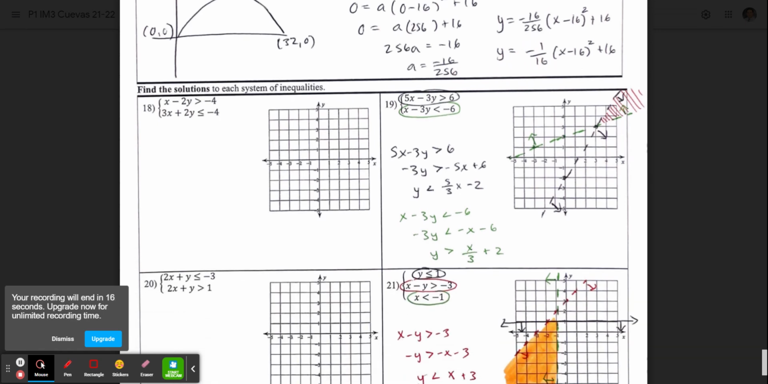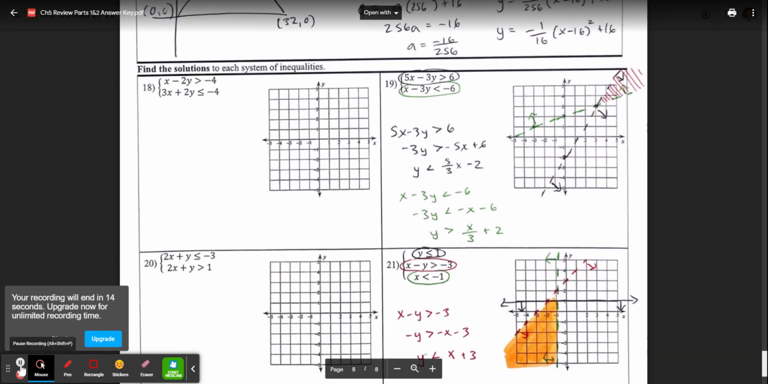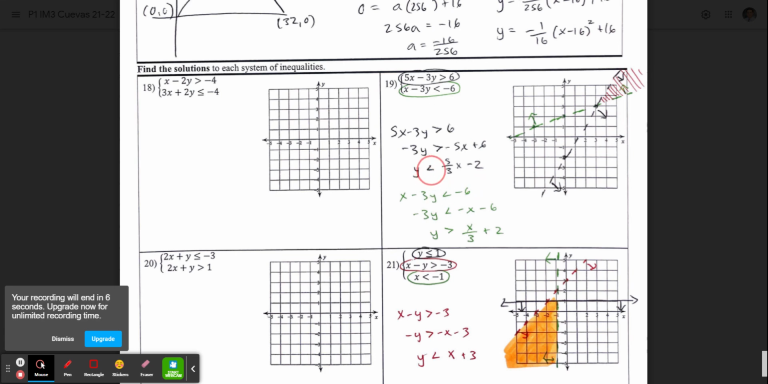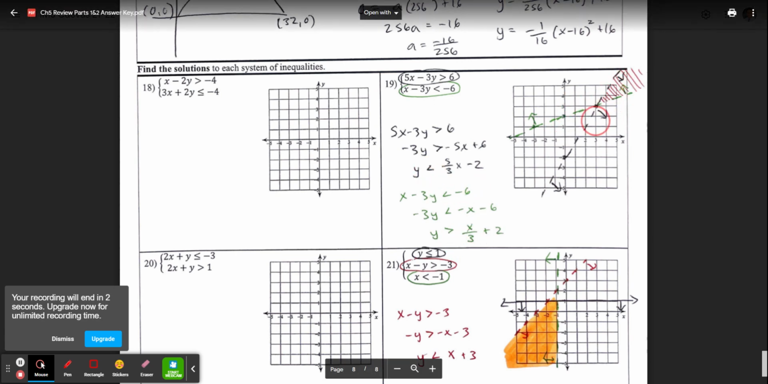When you do your inequality, you have to get the y by itself on both of them, and then graph both lines. And then you're going to shade either the bottom if it's less than, or the top if it's greater than. And then where they overlap, that is your solution.